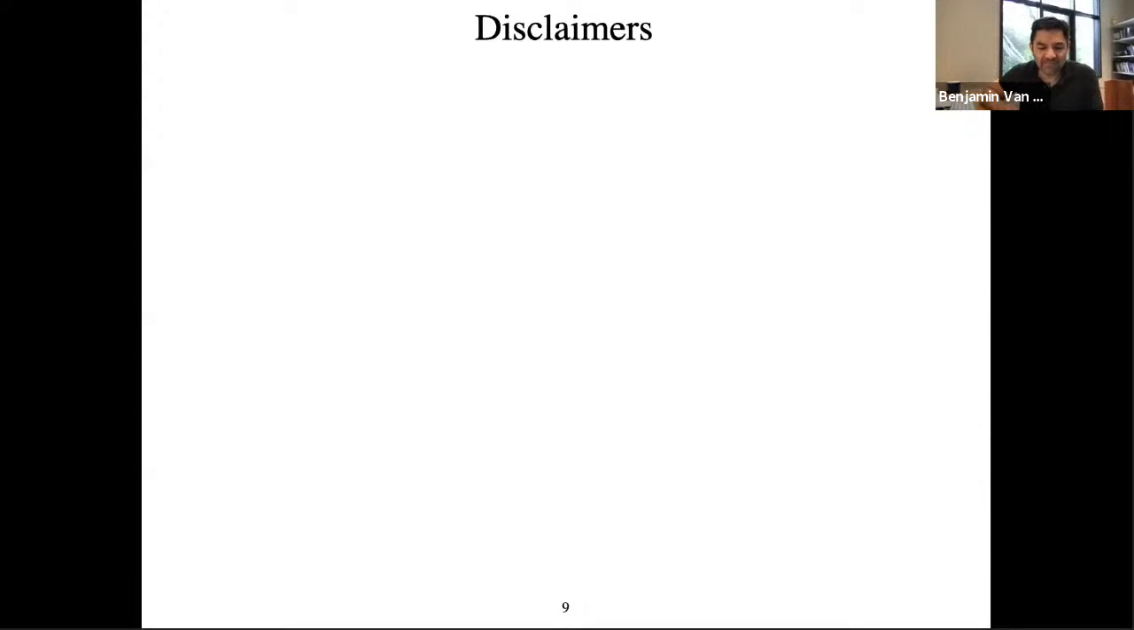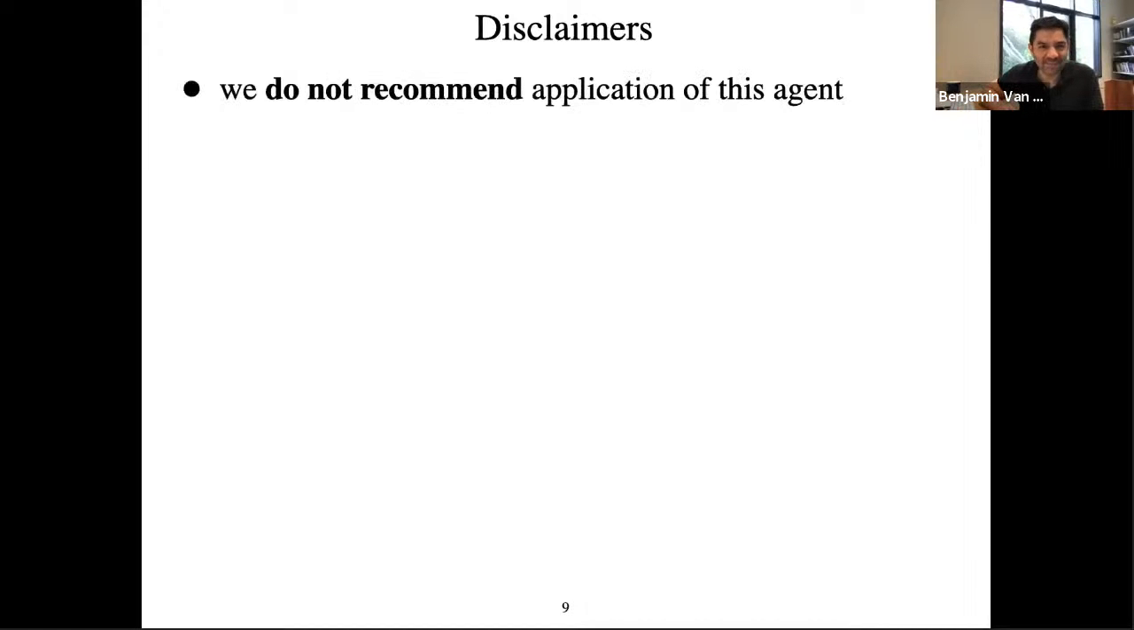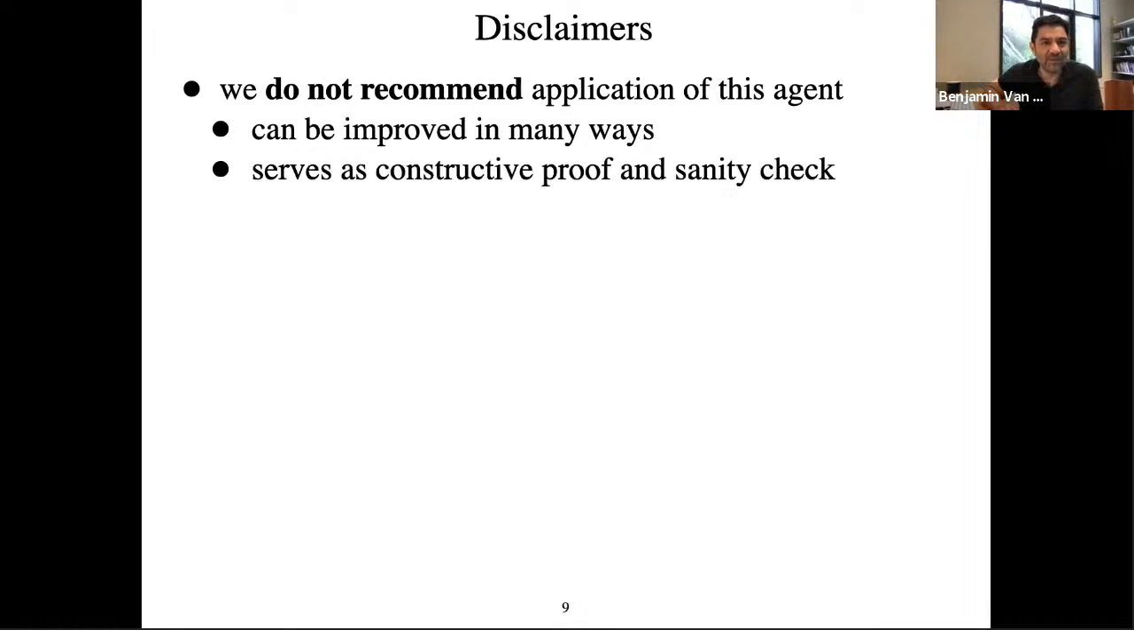Okay, I should mention a few disclaimers here. One is that we don't recommend applying this agent. This agent isn't designed to be practical, and it can be improved in many ways. However, the point here is that the agent serves as a constructive proof that we can achieve particular things, and as a sanity check that there's a viable path here.